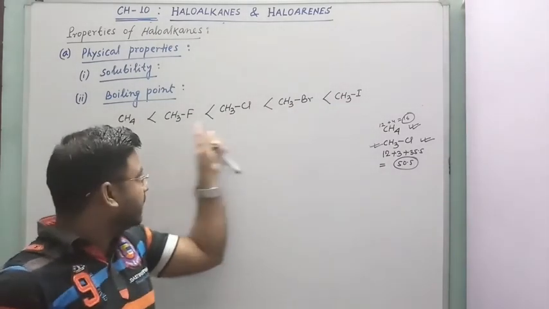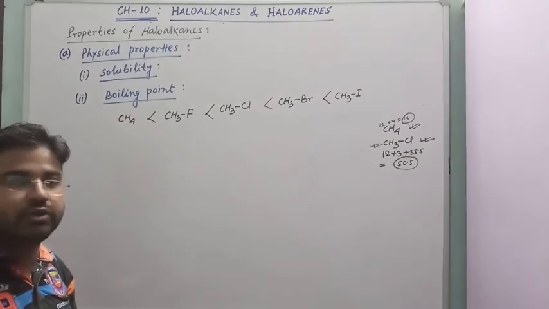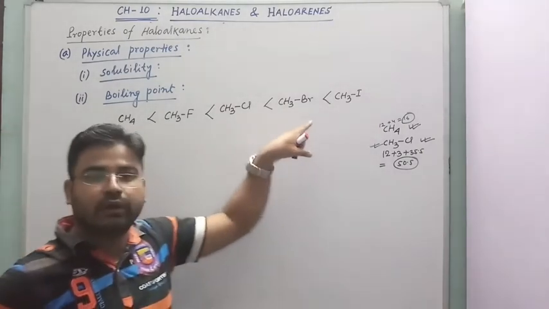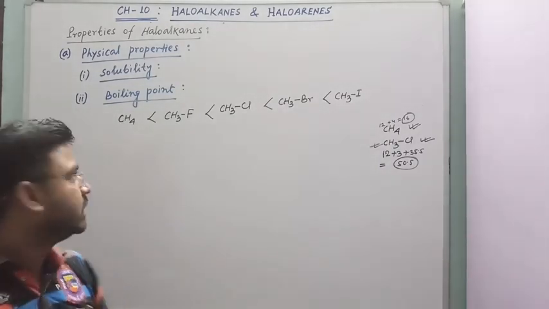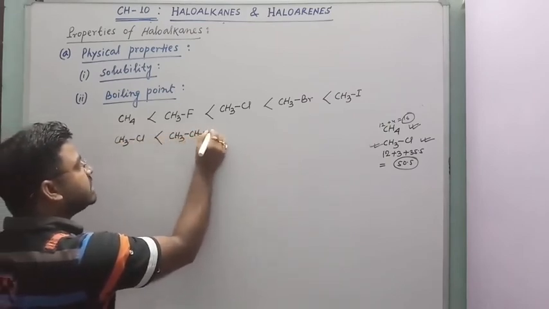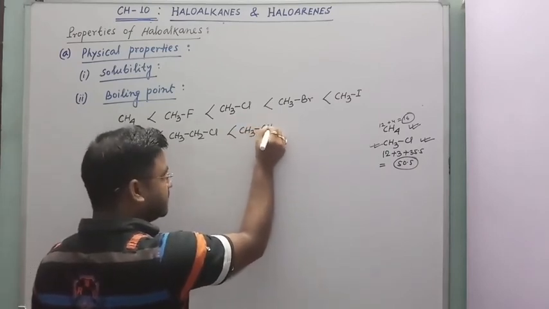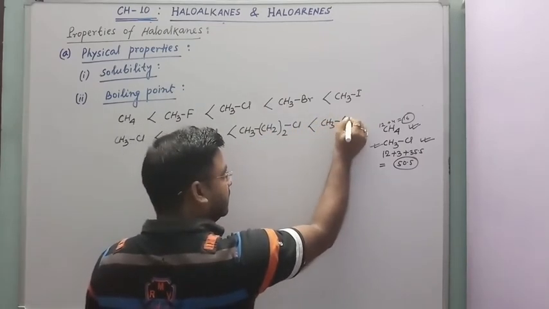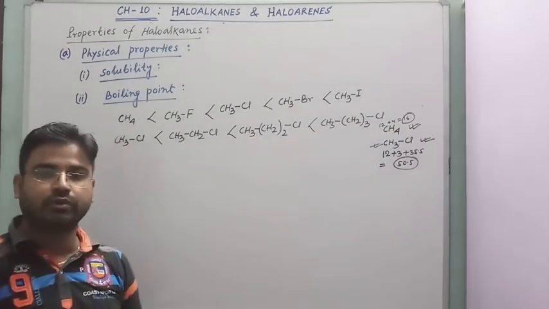So due to greater polarity as well as higher molecular mass as compared to their parent hydrocarbon, the intermolecular force of attraction in the haloalkanes are higher. And so the boiling point of haloalkanes are higher than those of the hydrocarbons of comparable molecular masses. Similarly, CH3Cl, CH3CH2Cl, molecular mass increases. So molecular mass increase होने से boiling point also increases. CH3CH2Cl, तो फिर CH3CH2CH2Cl, CH3CH2CH2CH2Cl, so molecular mass increases, their boiling point also increases.